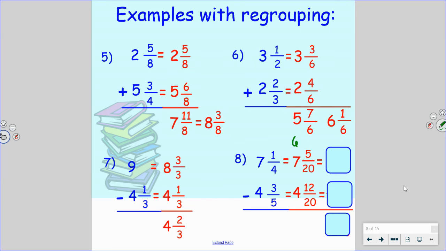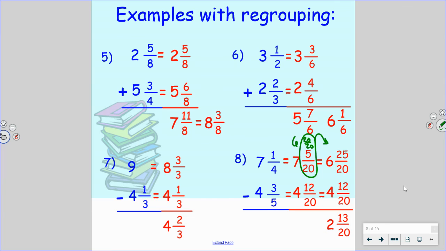But now take that whole pizza and cut it up into 20 slices. Why are we doing that? Because now we can write it and group it so that we only have 6 wholes, 25/20ths. If it looks ugly, folks, I'm not going to lie, it is. But remember, the whole point of this was to be able to take away 12 slices. Do we have 12 slices now? Yes, we do. So 25 take away 12 is 13 slices, 13/20ths, and 6 wholes take away 4 wholes is 2 wholes.